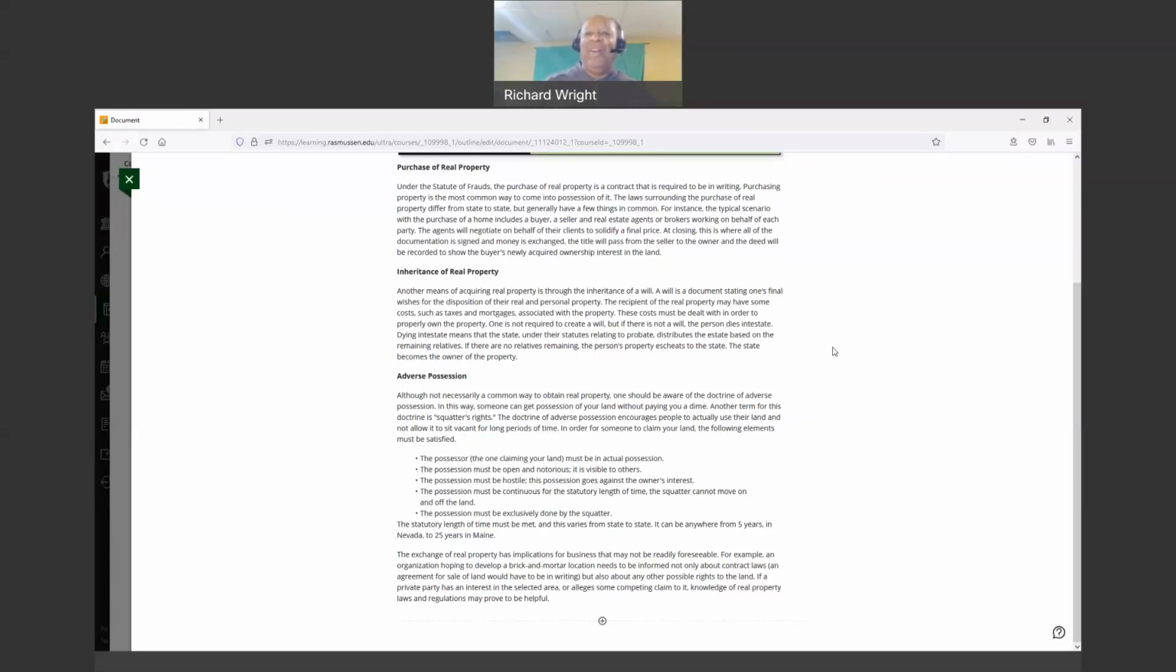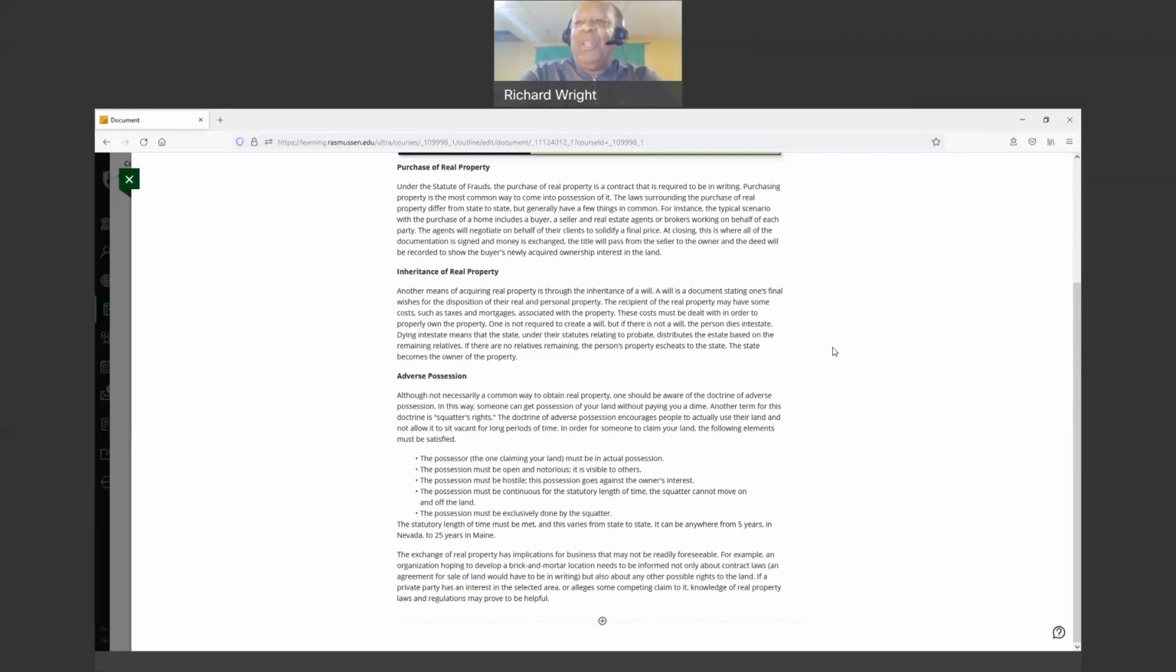It's CONE, which means the person must be in continuous, open, so it's known, notorious, which means that they are actually demonstrating to people that that is their property, and exclusive. Some refer to this as squatters' rights. So let's say you allow someone to be on the property and they CONE for 20 years. That's what we typically said. But in some states, it goes less than that.